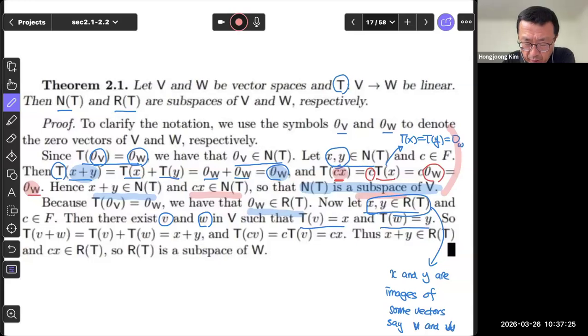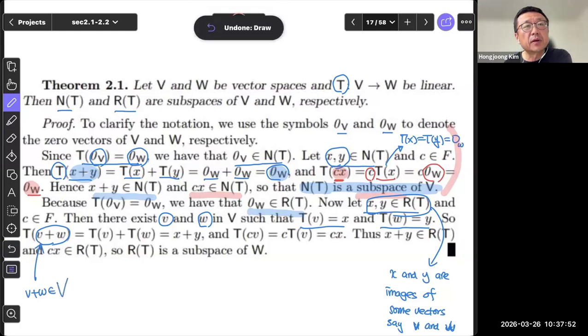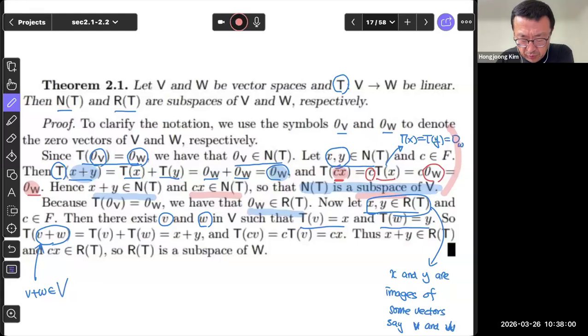Then X plus V plus W is first of all included in V space because V is closed under the addition, right? So given this, first of all, V plus W is some vector included in, I'm sorry, not W, but V space, because V and W are chosen from V space, right? So this is some vector in the domain.